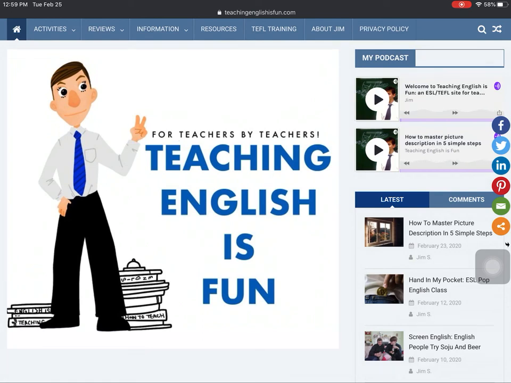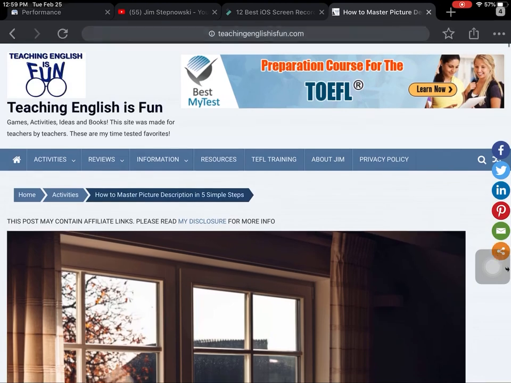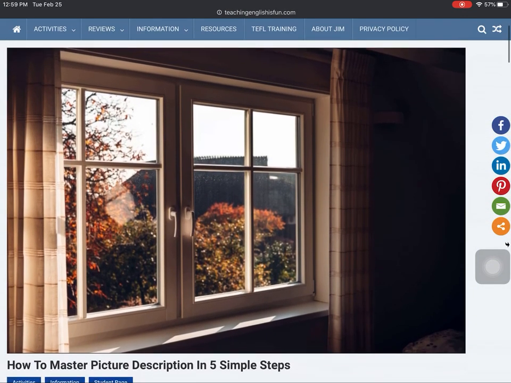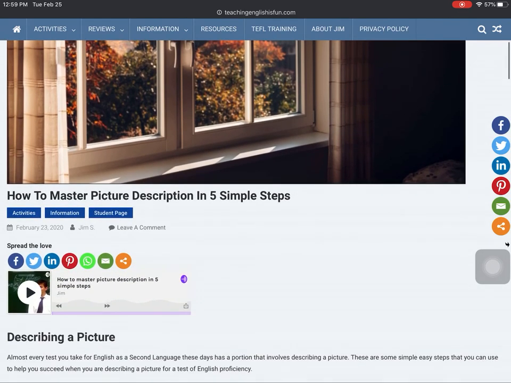It's how to master picture description in 5 simple steps. Now, you can follow along actually on my site, teachinenglishisfun.com. Go there, and you can use the search function up top. You can also just click on it right here. Notice under latest, and I'll click on it, and here we go. All right, now if you go right here, the first thing you'll see is a lovely picture of a picture window. So I just thought that kind of matched.